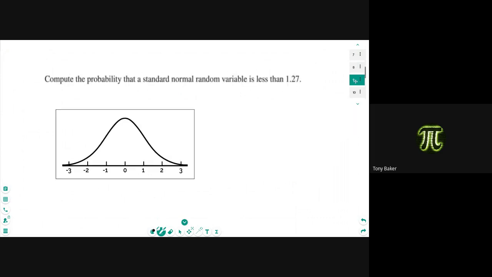All right. So let's look at some other ways to use this sheet. This sheet is giving me a probability. It's giving me a percentage. That's what all these numbers in the middle there are, that probability. All right. So I want to compute the probability that a random variable is going to be less than 1.27. So this right there, that is my z-score.